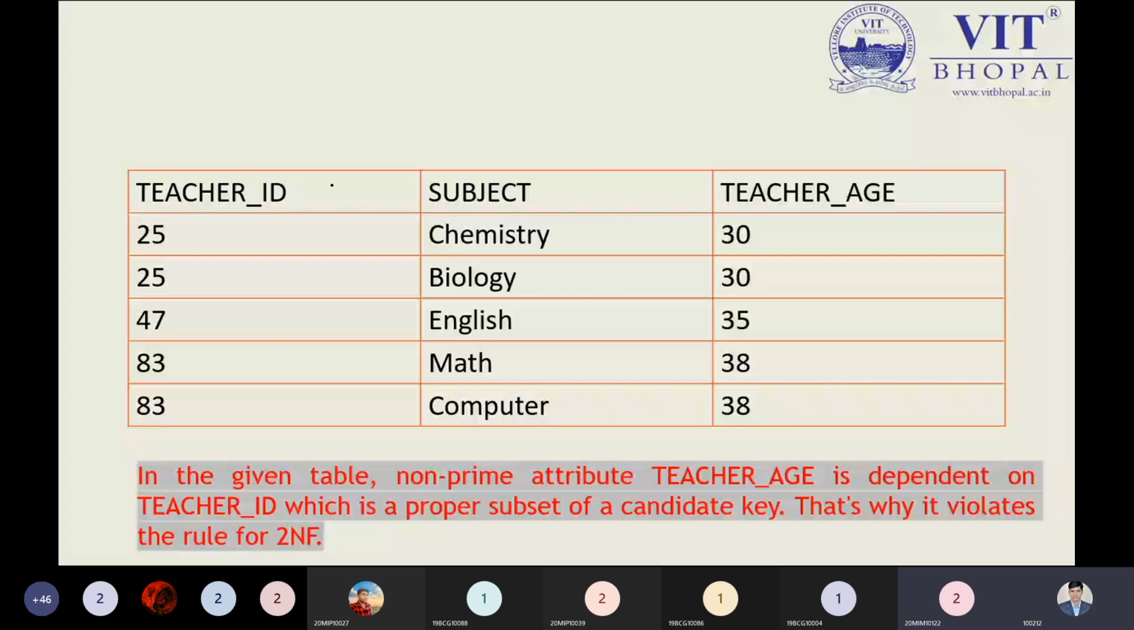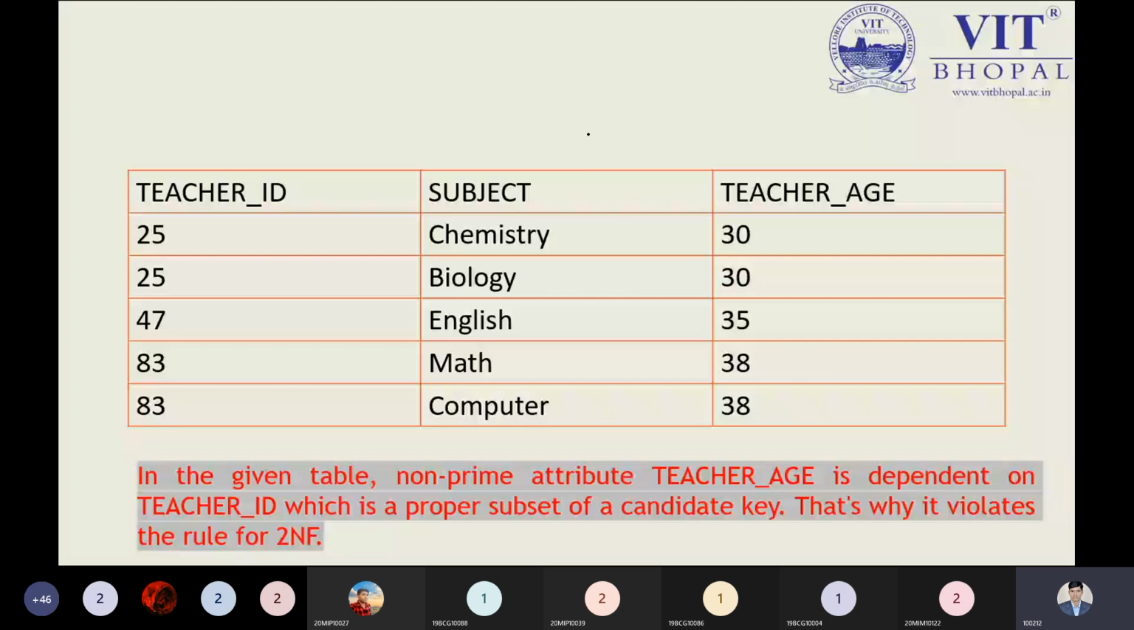Sir, in the first table we can have teacher ID and subject, and in the second table we can have teacher ID and teacher age. So subject and teacher ID are part of the key attributes. So teacher age can depend on the teacher ID, so teacher ID is the primary key. So of course this is the second normal form we can see.